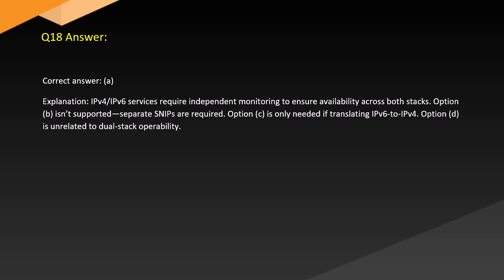Answer. Correct answer: A. Explanation: IPv6 services require independent monitoring to ensure availability across both stacks. Option B isn't supported. Separate SNIPs are required. Option C is only needed if translating IPv6 to IPv4. Option D is unrelated to dual stack operability.